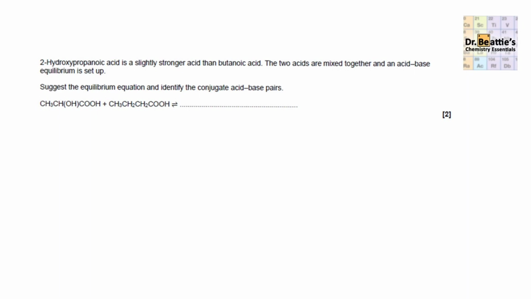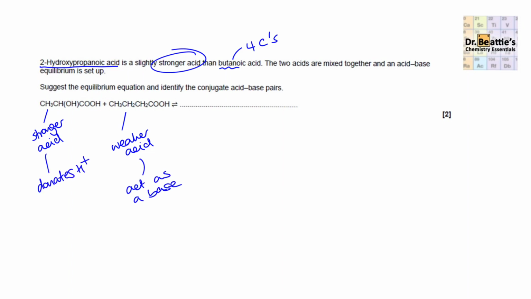Okay, going through the answer here, you've been told first of all that 2-hydroxypropanoic acid is a stronger acid than butanoic acid. Butanoic means just 4 carbons. So this one here, 1, 2, 3, 4 carbons, is your butanoic acid. That is going to be weaker than this, which is our 2-hydroxypropanoic acid. Based on that, our stronger acid is going to be the one that donates an H+. The butanoic acid, being weaker, is going to be the one acting as a base.